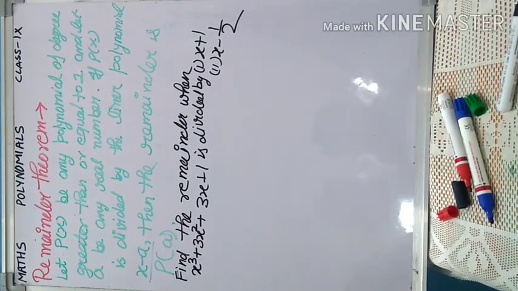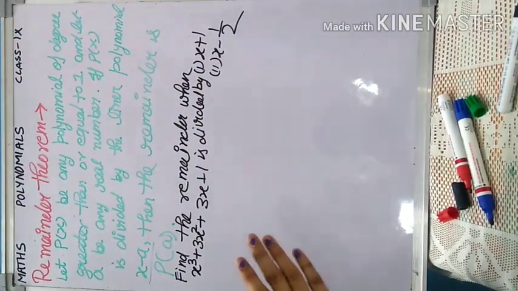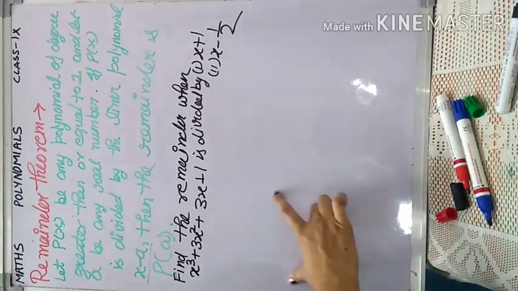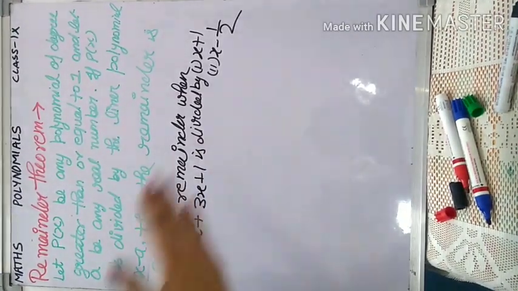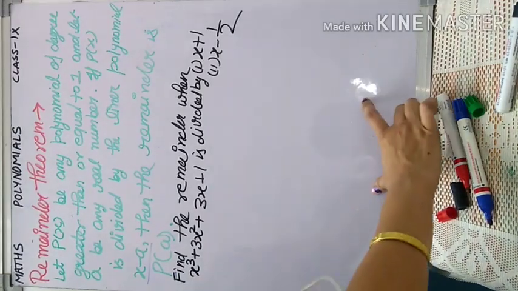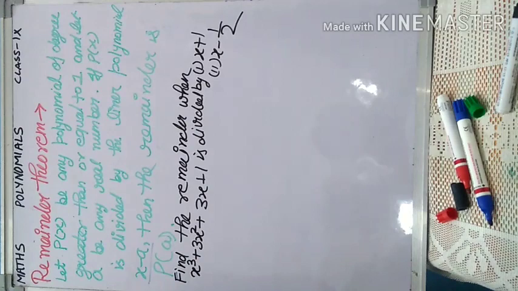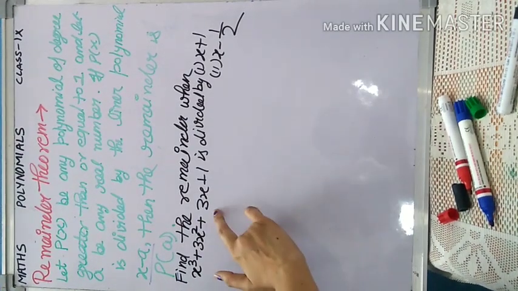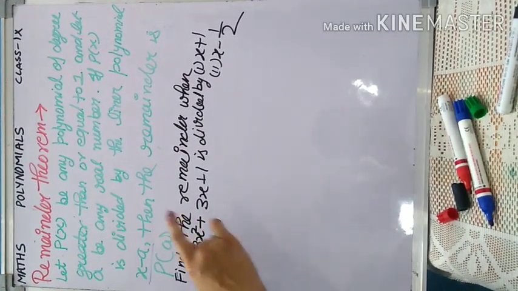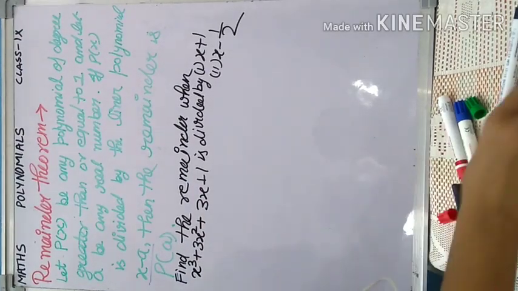See children, to find that remainder, you can do one thing: perform the long division method, and after dividing it will tell us that this is the remainder. Or without doing that, using this remainder theorem, I will be able to find what the remainder is going to be.